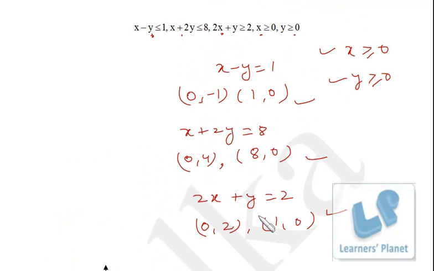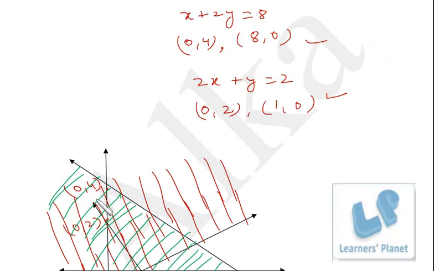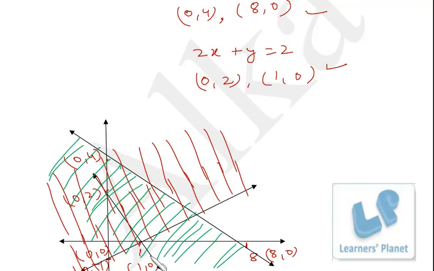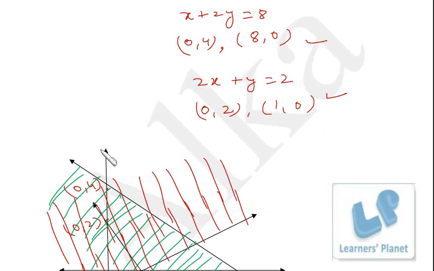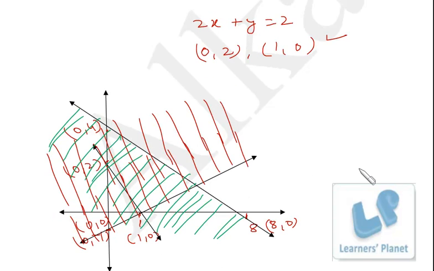Then we have the third one, 2x plus y is equal to 2. So this is the line. 2x plus y less than 2 we have to mark. 2x plus y greater than 2 in fact we have to mark. So the region right hand side, I just changed the color. This is the line 2x plus y is equal to 2. So the favorable region will be right hand side.